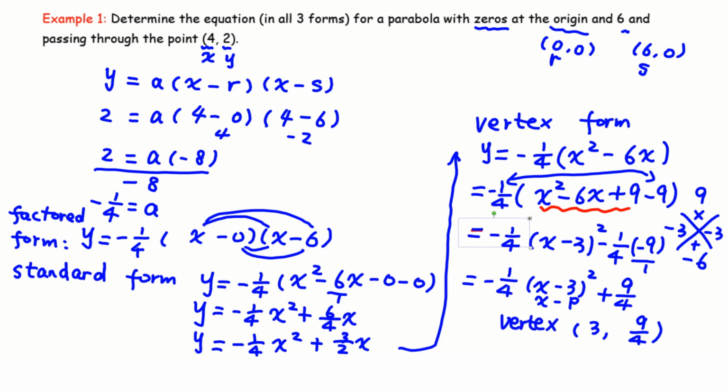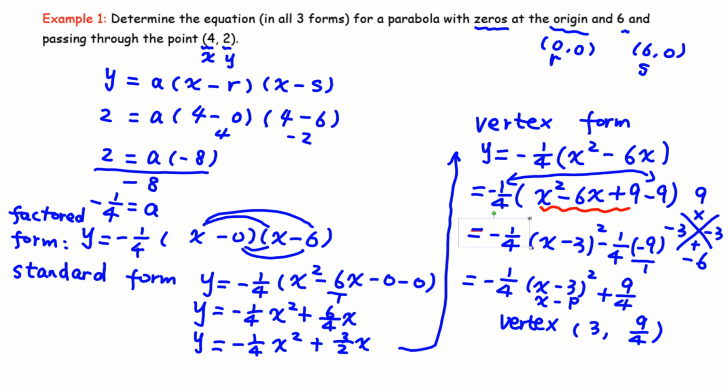Okay. So this is done. You have factor form, standard form, and vertex form. Three of them, they are equivalent. It represents a parabola with zeros at 0 and 6 and passing through a point (4, 2). So we need to see what the given information is. If given zeros, then we want to use a factored form.